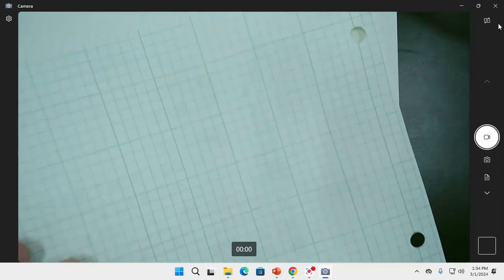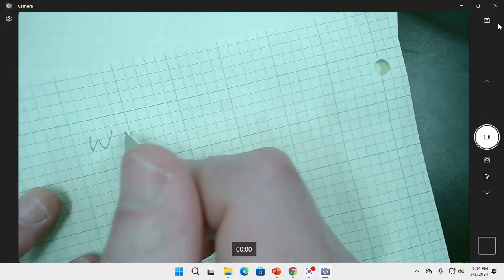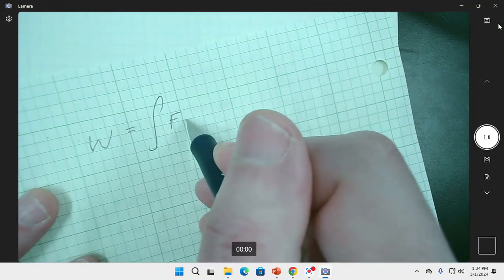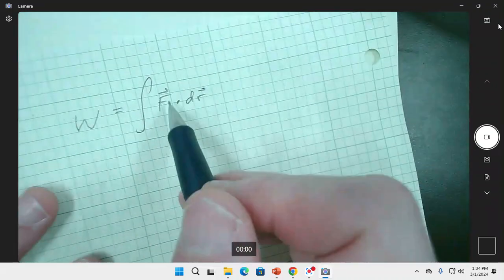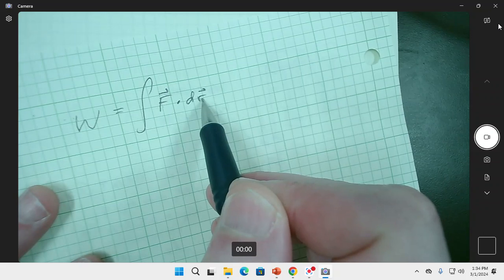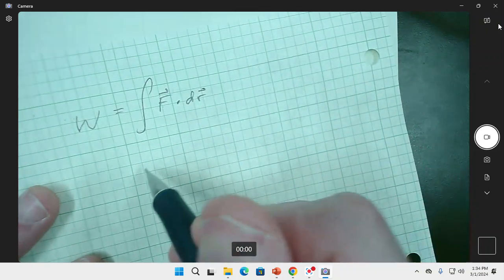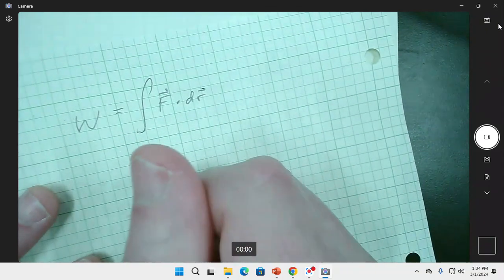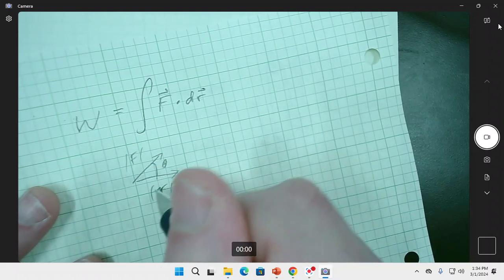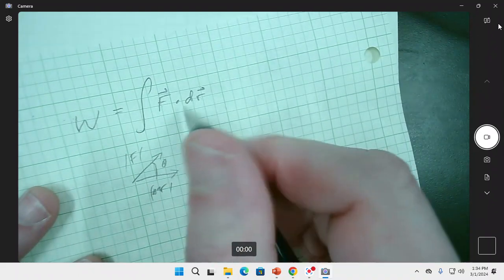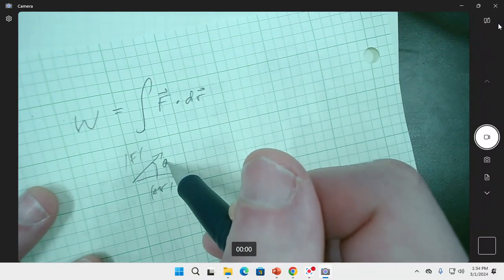Well, I'm not taking the absolute value. Work as we defined it was the integral of force dot dr. And the idea here is that the force and the change in position are dotted against each other. So just as with a dot product of two vectors, if there was a magnitude of this and a magnitude of that, there should be a delta right here. We do a dot against them, and that's like a cosine.